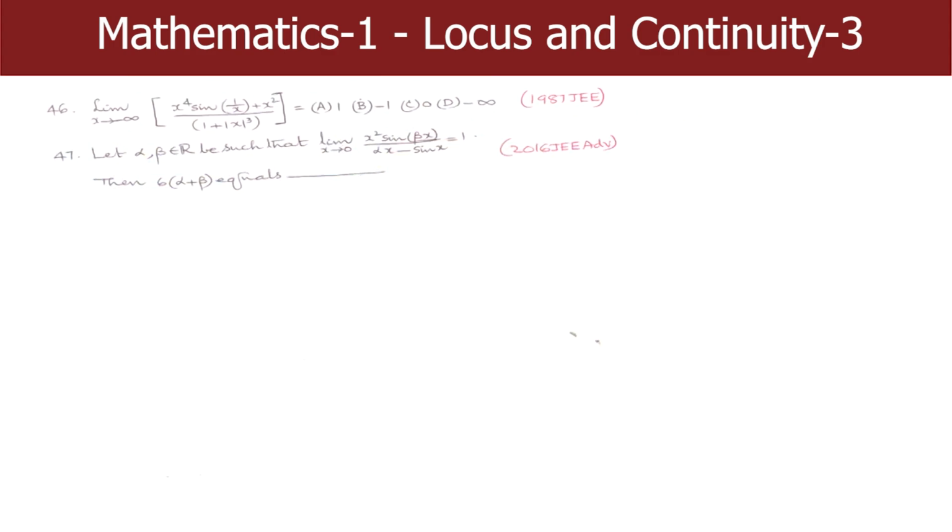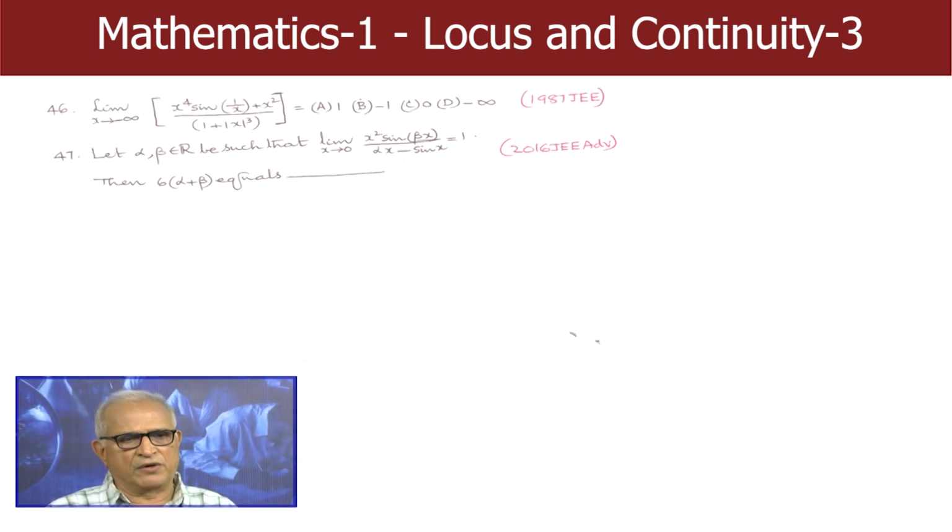Before that there is one more question I would like to try on the limits. The last one, 47, 46 also tried, 47, 2016 JEE Advanced. Let alpha and beta be real numbers such that the limit as x tends to 0 of x square sin beta x by alpha x minus sin x equal to 1. Then what is the value of 6 times alpha plus beta?